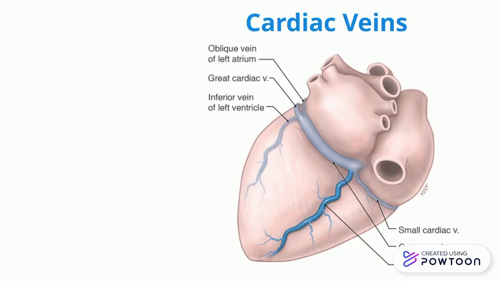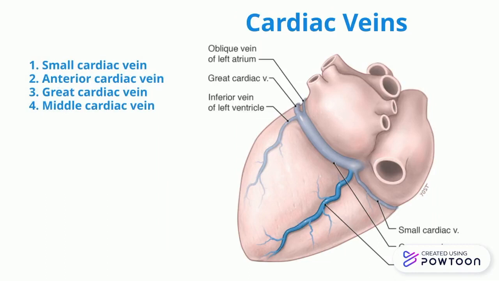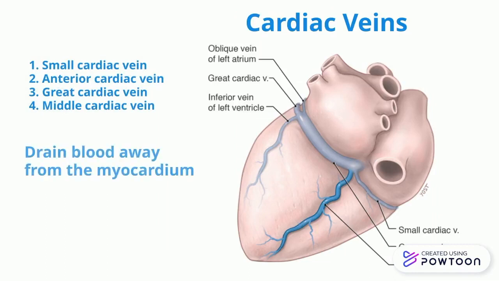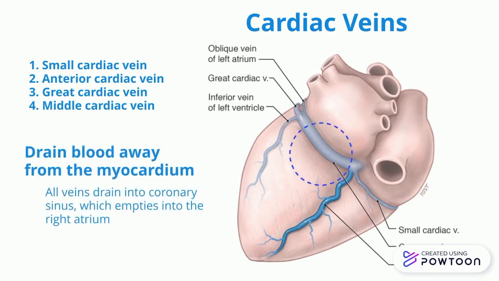The heart removes waste through coronary veins. The main cardiac veins are the small, anterior, great, and middle cardiac veins. These drain blood away from the myocardium, and all the veins drain into the coronary sinus that empties into the right atrium.